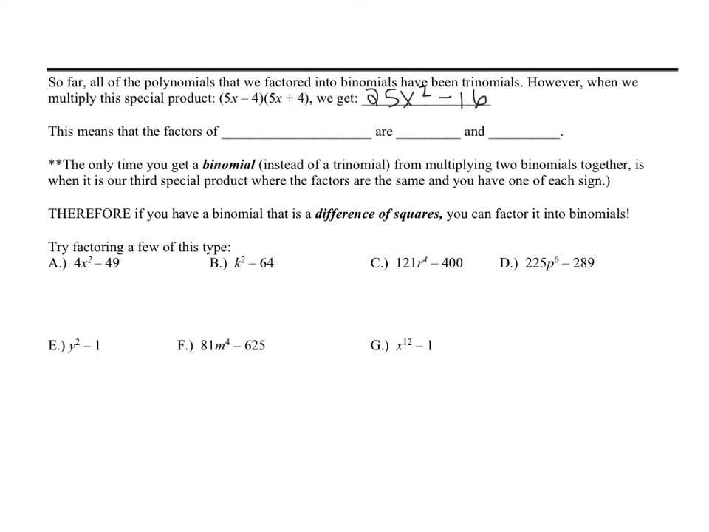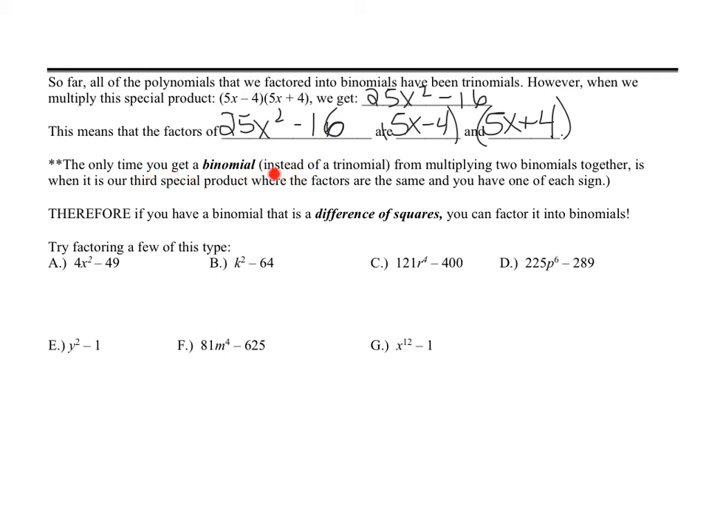And so this means that the factors of this polynomial, 25x squared, whoopsie, minus 16 are 5x minus 4 and 5x plus 4. So these are the 2 factors of 25x squared minus 16. All right? So now, this is super important.